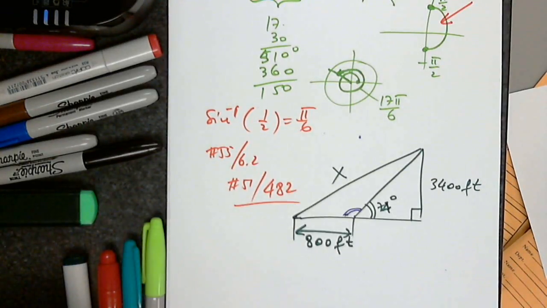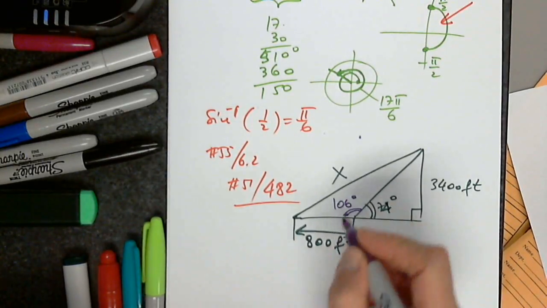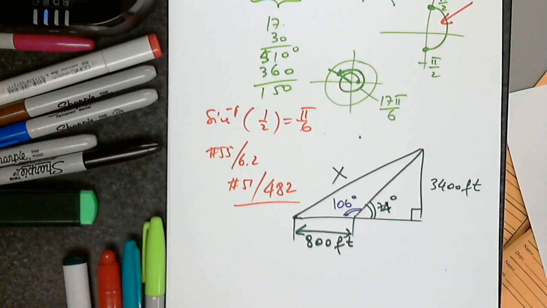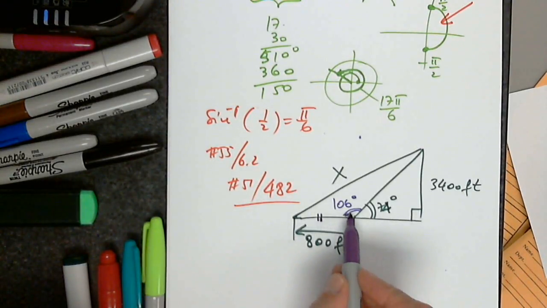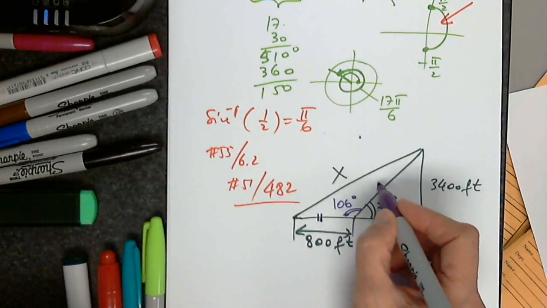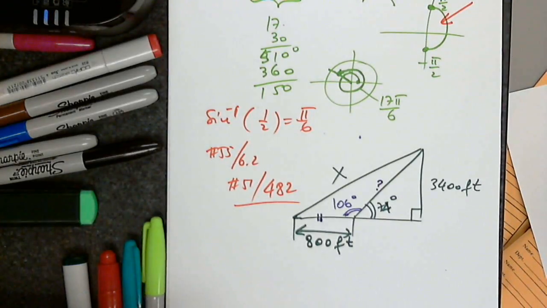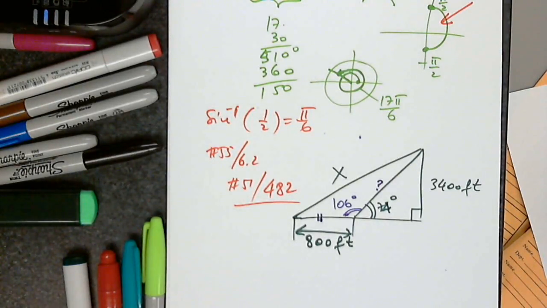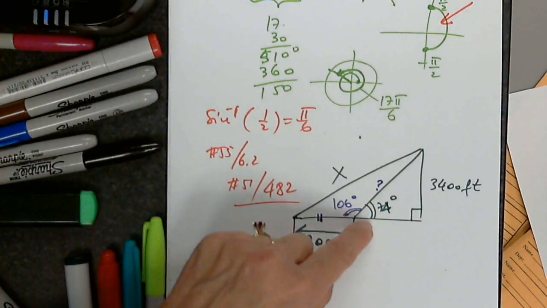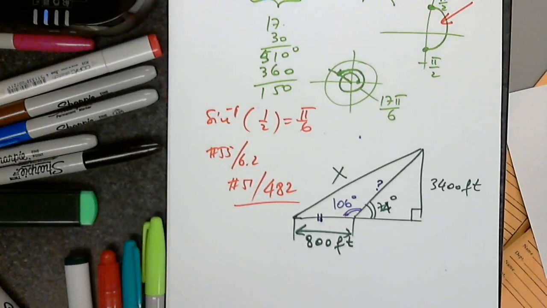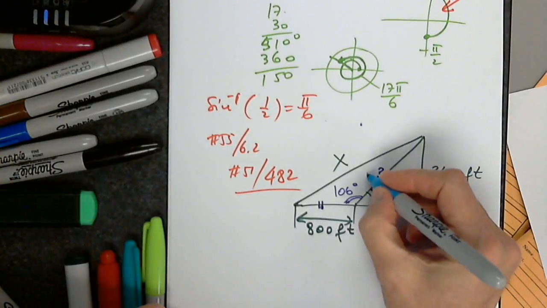That one is 180 minus 74. Good. 106. Good. So I have this piece, and I have this angle. Is there any way I can determine this piece? And if the answer is yes, what does this piece represent for this triangle, and how do I find it? Exactly. Excellent. I'm going to call this y.